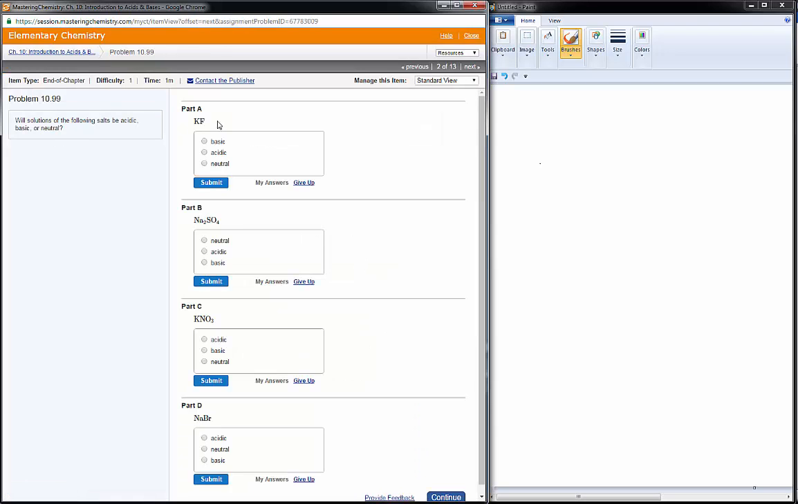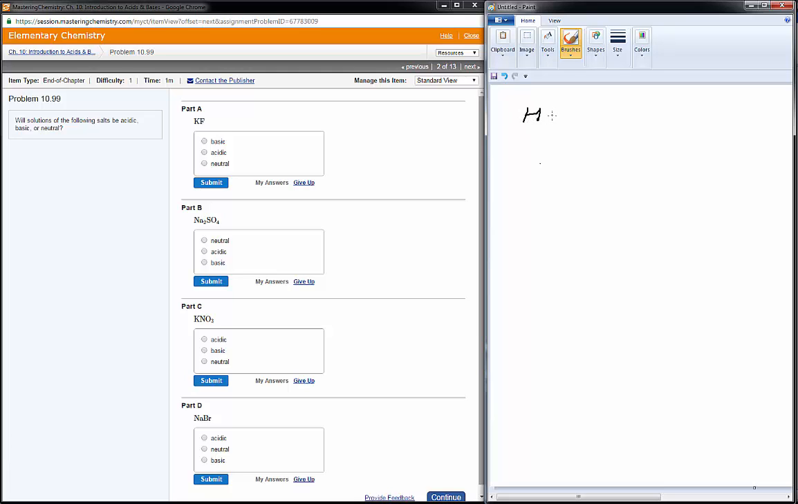Now they want to know if these salts are going to be acidic, basic, or neutral. And part of answering this question is going to be memorizing which acids are strong acids and which are weak. And that is something you will have to memorize for this upcoming exam. So these are the ones that are strong acids.